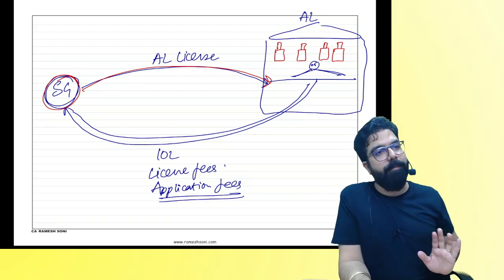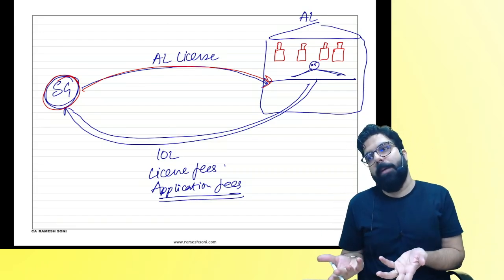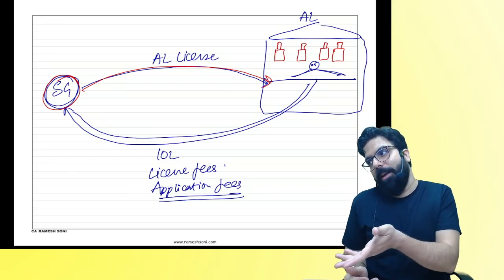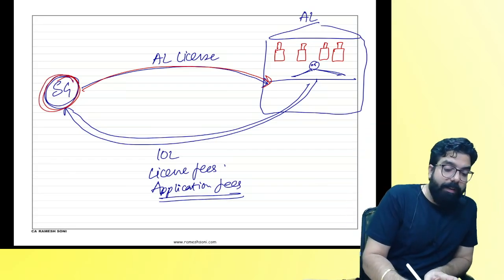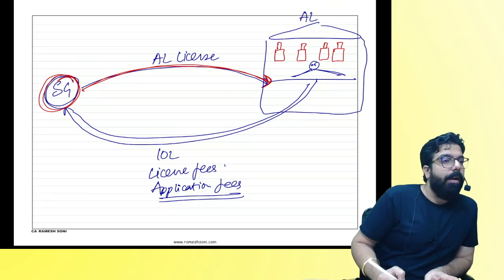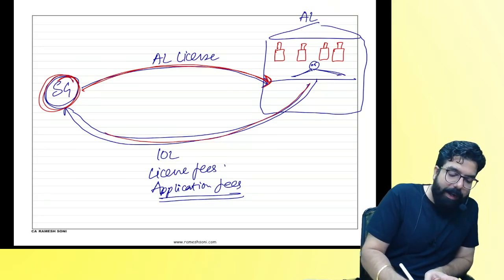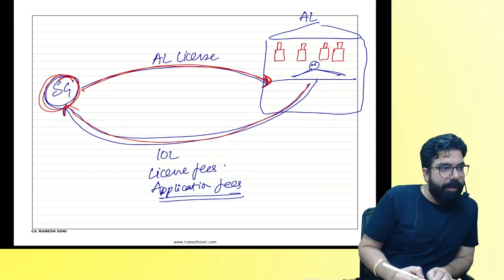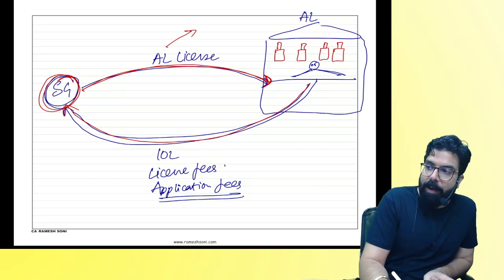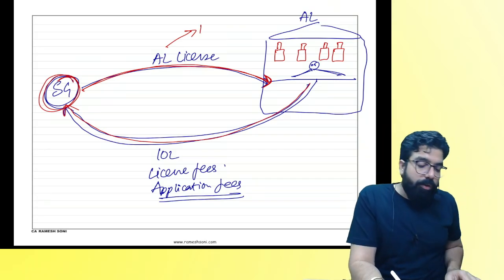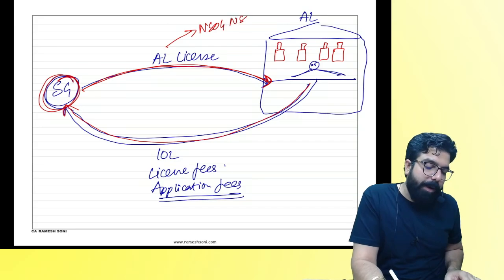Now, when the state government is giving an alcoholic liquor license, it is giving it for the public only. Is it doing an activity for the public, so that the public can drink? Yes or no, everyone? So when the state government gives an alcoholic liquor license and collects license fees, this activity of giving an alcoholic liquor license is neither supply of goods nor supply of services.